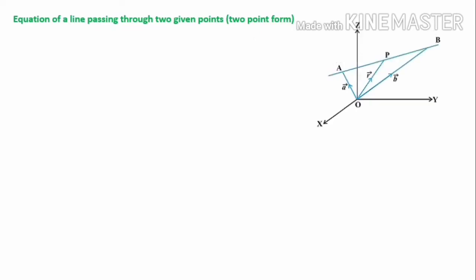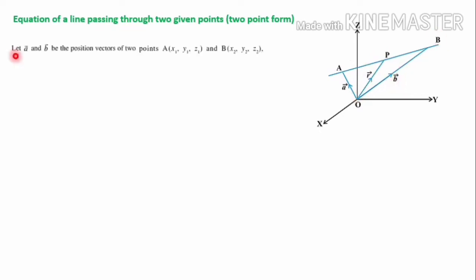Here let's take a diagram. As before, we have taken the coordinate axes x, y and z. The point of intersection is O and there is a line AB. A and B are the given points, and P is an arbitrary point like before. The position vector of A, that is OA, is vector A. The position vector of P, that is OP, we have taken as vector R, and the position vector of B, that is OB, we have taken as vector B.